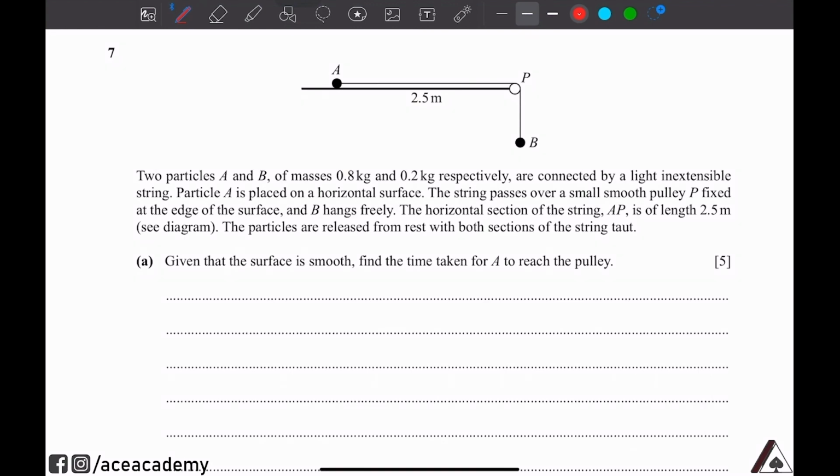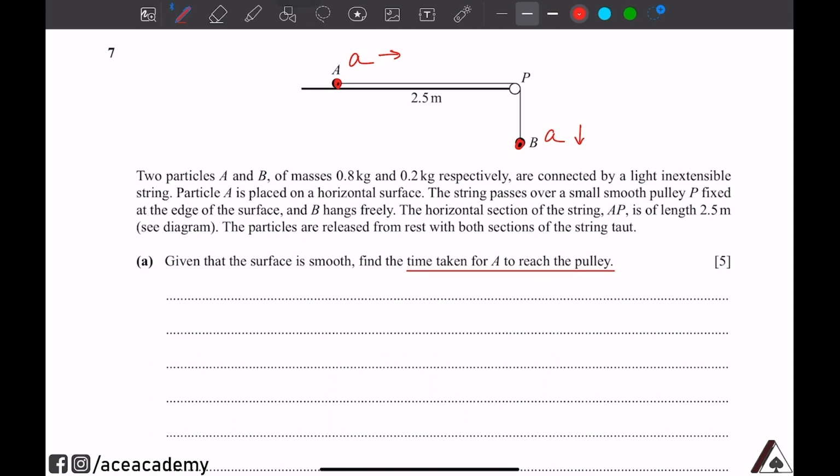For question number 7, this is the scenario. Two particles A and B of masses 0.8 and 0.2 kilograms respectively are connected by a light inextensible string. Particle A is placed on a horizontal surface while the string passes over a small smooth pulley P fixed at the edge of the surface. B also hangs freely. The horizontal section of the string AP is 2.5 meters long, and the particles are released from rest with both sections of the string, AP and PB, taut. So what that means is the acceleration experienced by both A and B is the same. Given that the surface is smooth, find the time taken for A to reach the pulley.